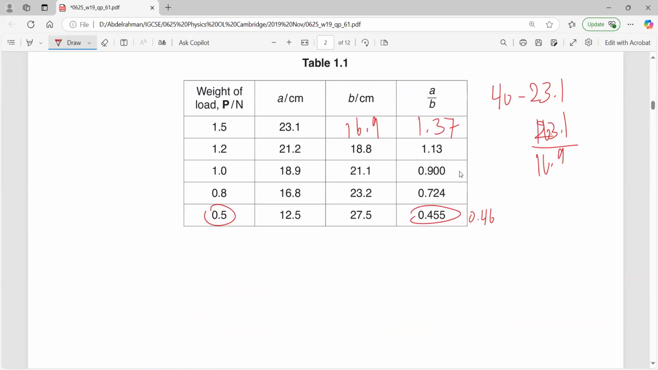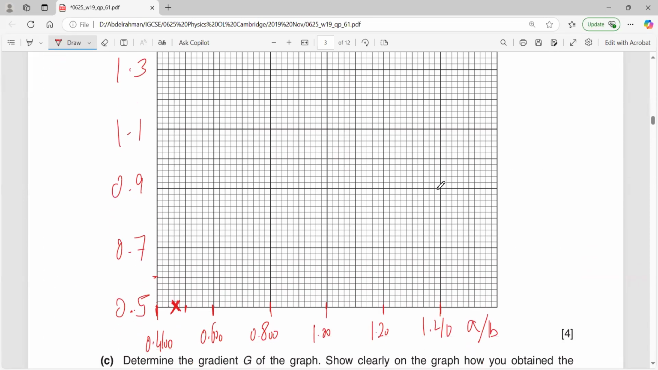Next point, 0.724 and 0.8. 0.724, we can just plot it at 0.72, and 0.8. Where's 0.72? This is 0.7. Next square is 0.72. We can move up to this point, which is the center, 0.8. This is 0.8, and this is 0.72.